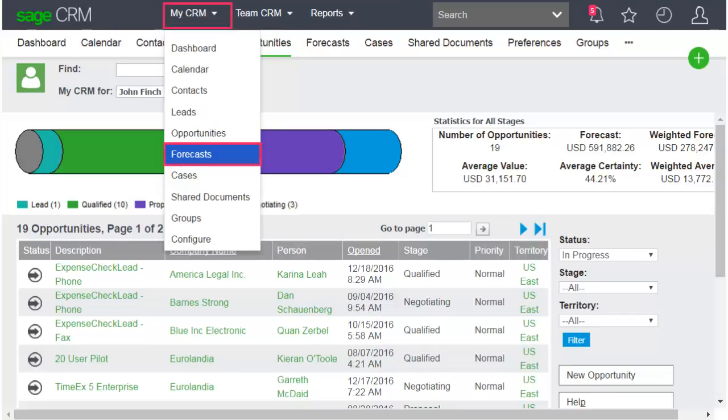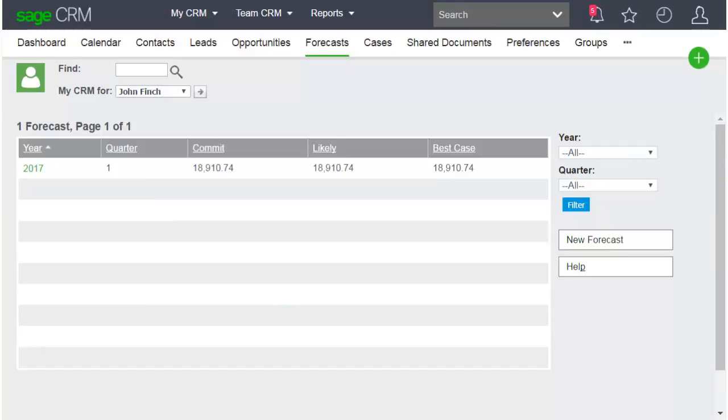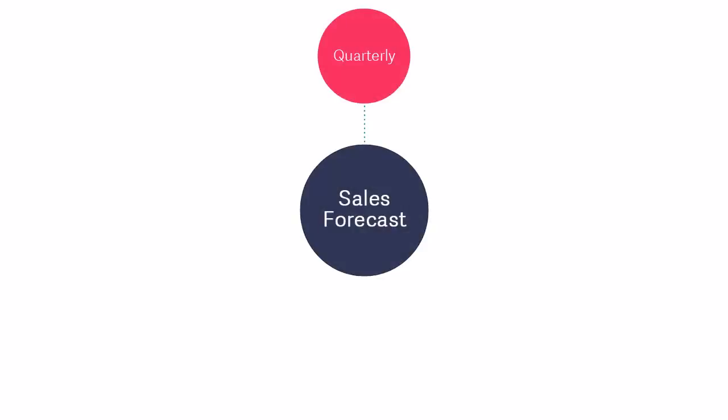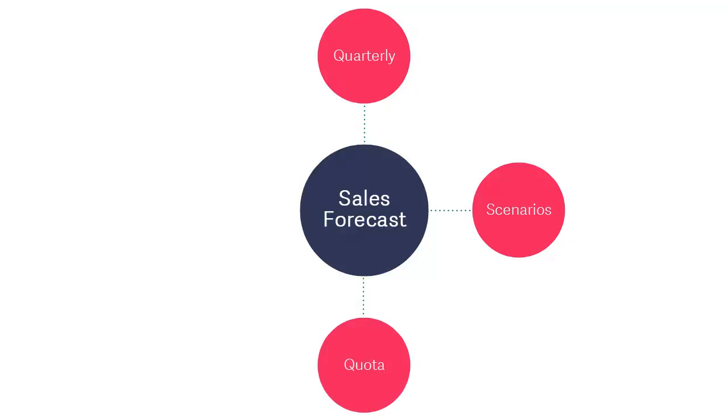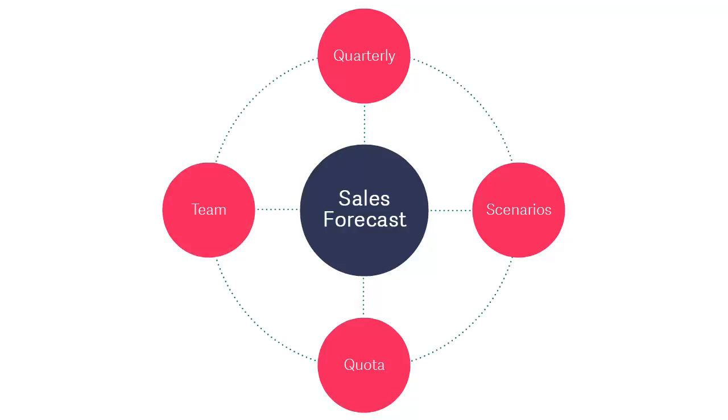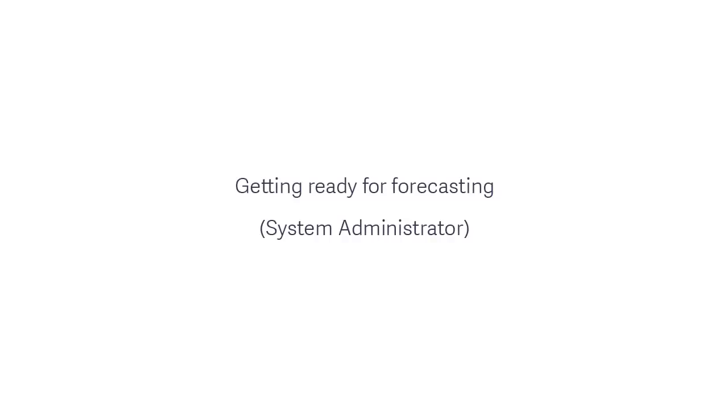John can get an even better idea of the value of his pipeline by working with sales forecasting in forecasts. This is where he can forecast for a specific quarter, play out different forecasting scenarios, compare it to his quota, and submit his forecast to Susan, who manages forecasting for the team. If you haven't worked with sales forecasting before, there are a few administration settings worth checking first.